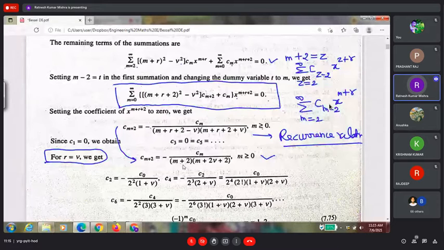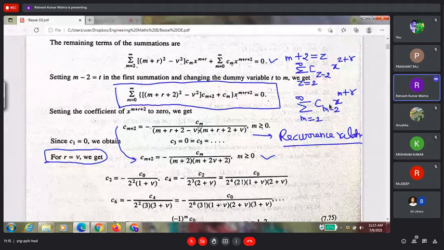Okay. Now you can check that. Suppose you substitute m equal to 1, so for r equal to v and minus v, for both cases, c1 is 0. So when you substitute m equal to 1, this is c3 in terms of c1, but c1 is 0, so c3 is also 0. Therefore c3, c5, all the odd terms are 0.